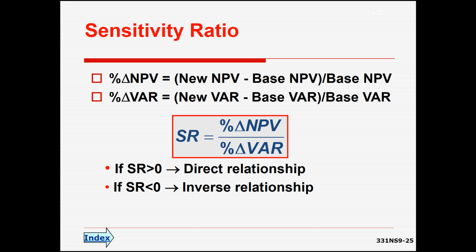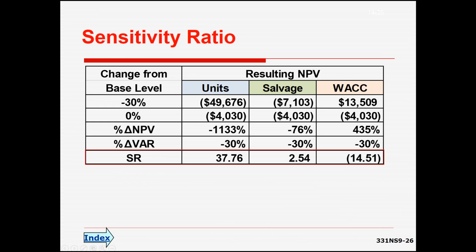We already have the base values, and we can choose the percentage change for the variable, so all we need to do is calculate one new NPV, and we can find the sensitivity ratio. If the sensitivity ratio is positive, the relationship is direct. If it's negative, the relationship is inverse. The largest absolute sensitivity ratio is the variable to focus on. For our project, let's let each of our variables of interest change by a negative 30%.